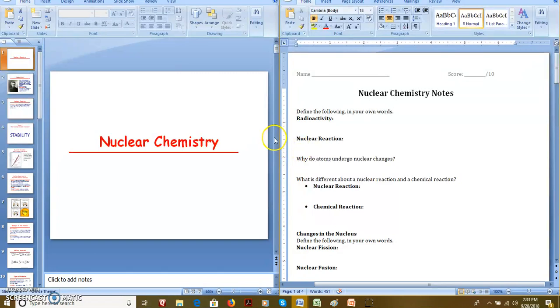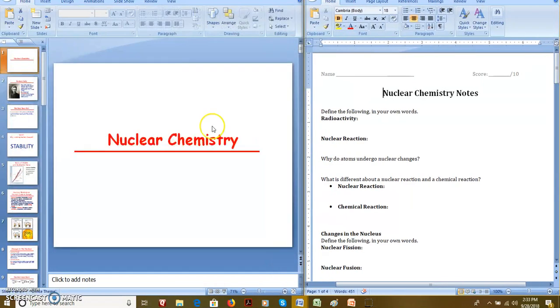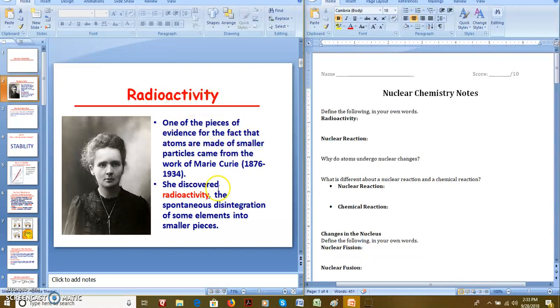Alright, first off, radioactivity. A lot of these words you've heard before, but they have different meanings than how the public uses them, okay? So as we're going through this, make sure we know the chemical definition, not what the public says is the definition, alright?